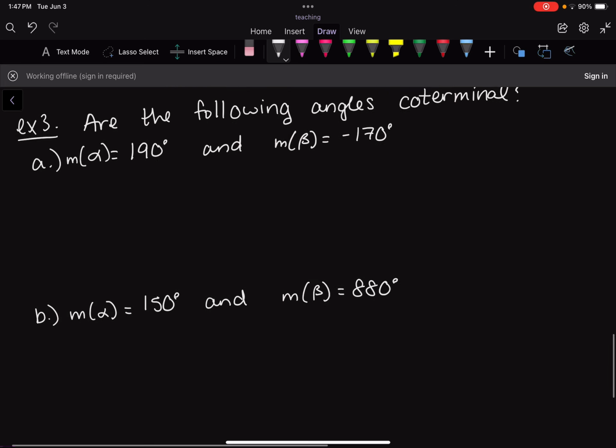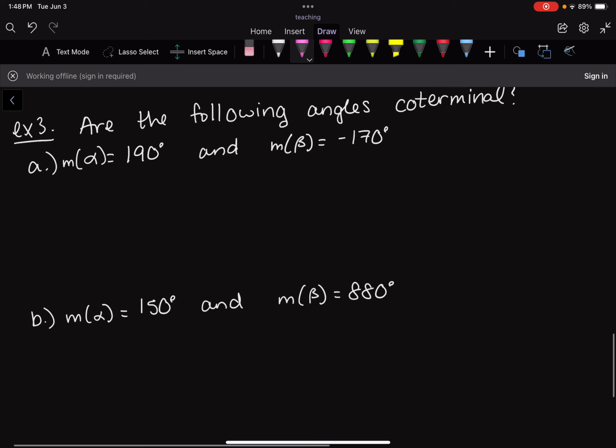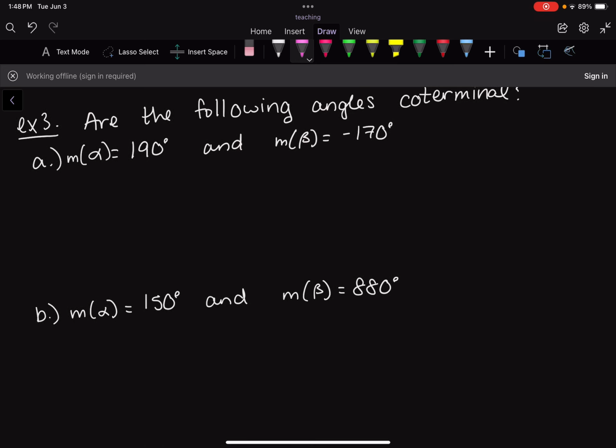So I want to know if these are coterminal. Of course, I recommend pausing so that you can kind of work it out yourself, maybe try it out, but I will go ahead and do it real quick. So the way that I would treat this one is I would just see if I can add or subtract 360 and get the other angle. So for instance, if I start with 190, well, if I'm trying to get to negative 170, should I subtract 360 or should I add 360? Well, I'm trying to get to something negative, so I'm trying to go smaller, so I'm going to subtract 360.